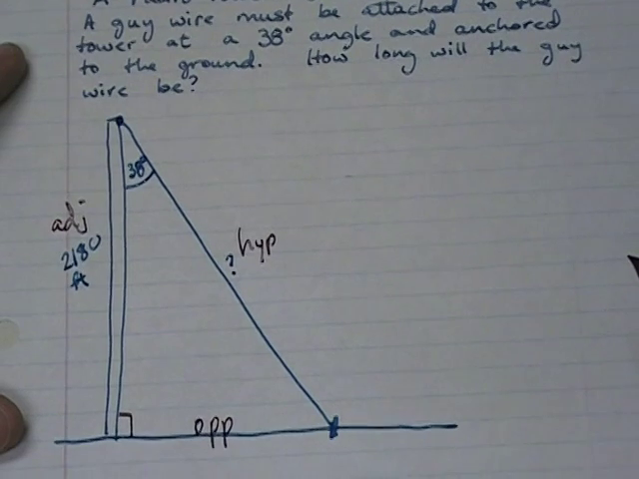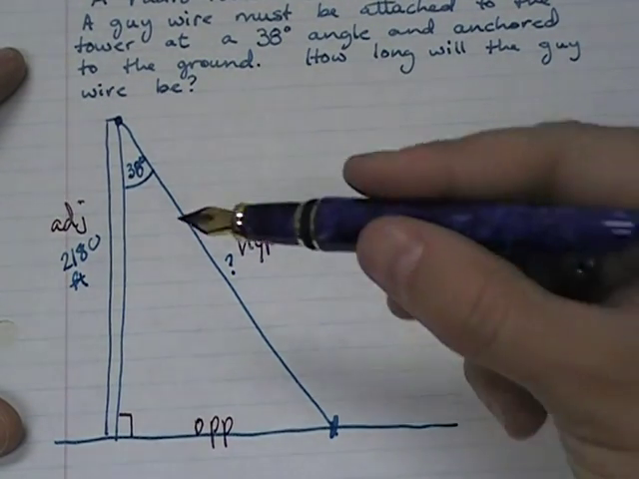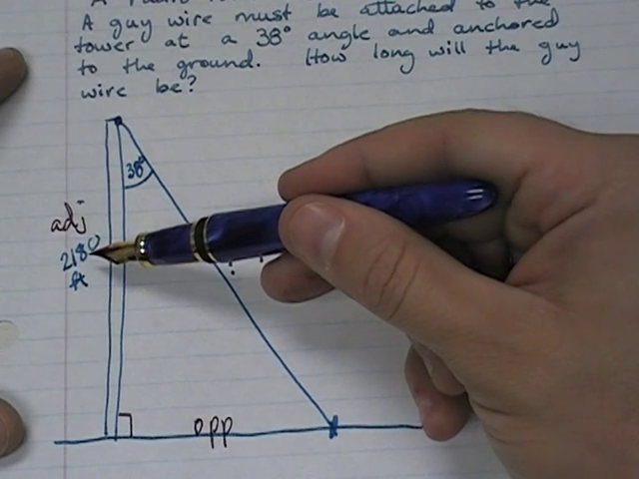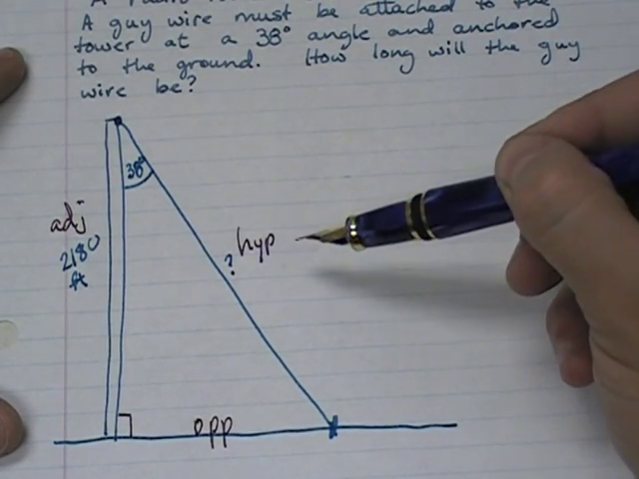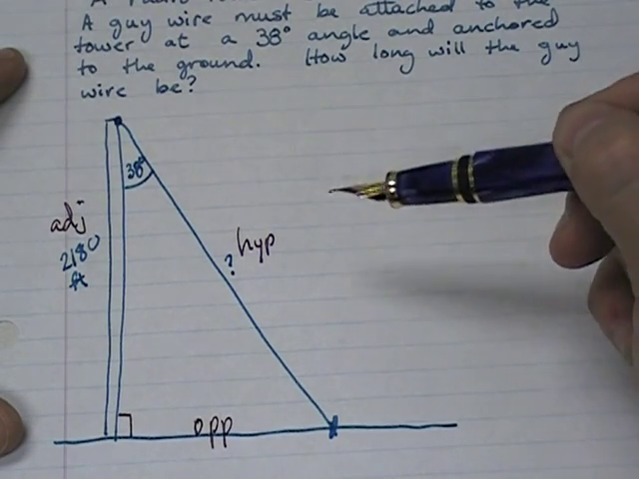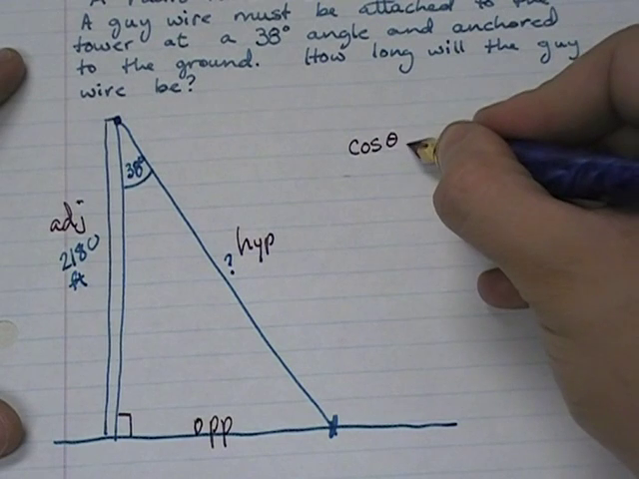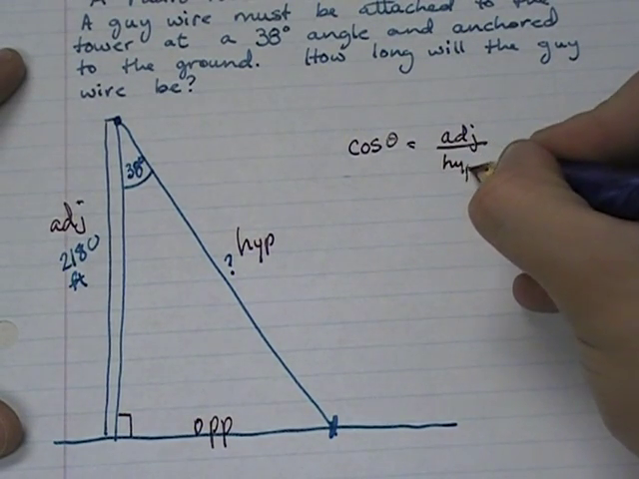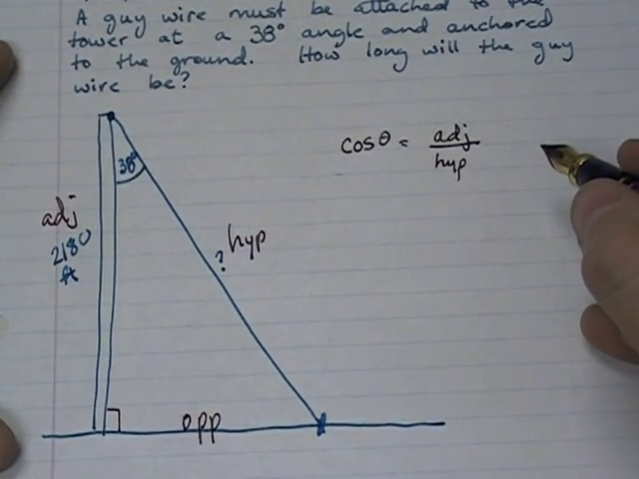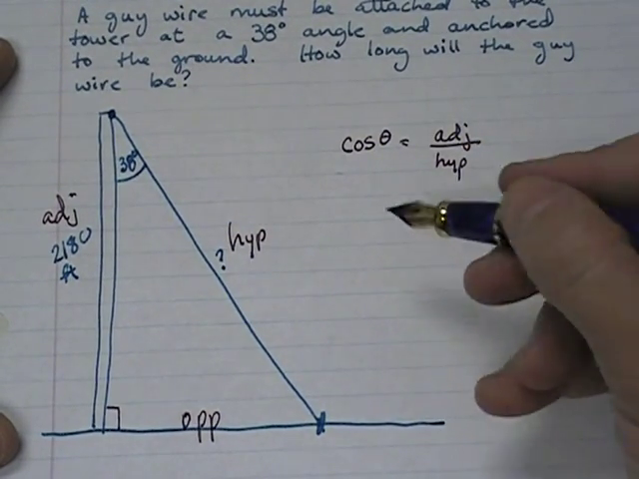Okay. Now that we've got that sorted out, we need to look at what we were given. We were given the adjacent. We want to find the hypotenuse. Which trig function has adjacent and hypotenuse? The answer is cosine. Cosine equals adjacent over hypotenuse. So, if we know this, we can plug in to this equation and solve for the unknown.